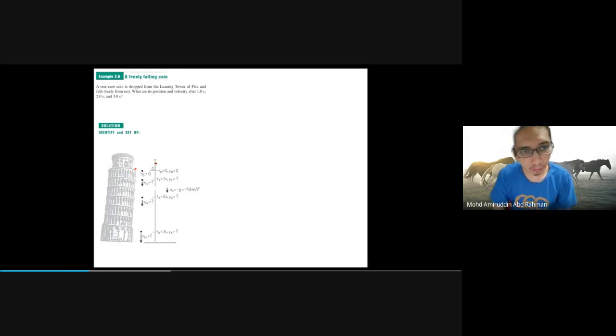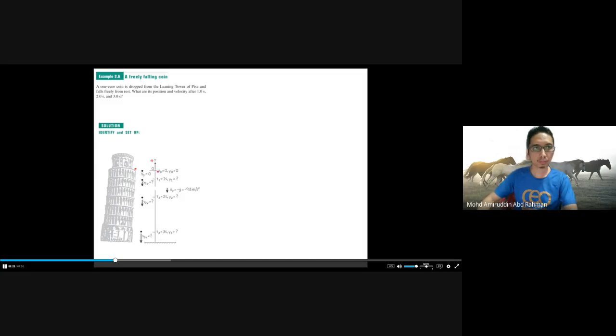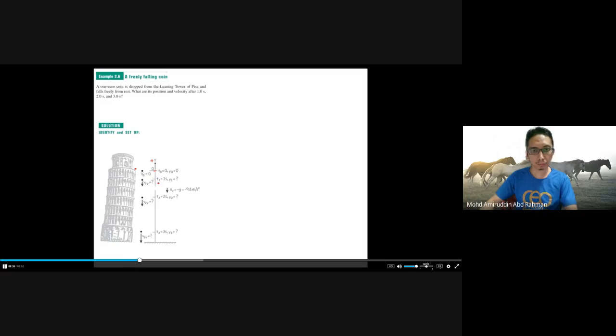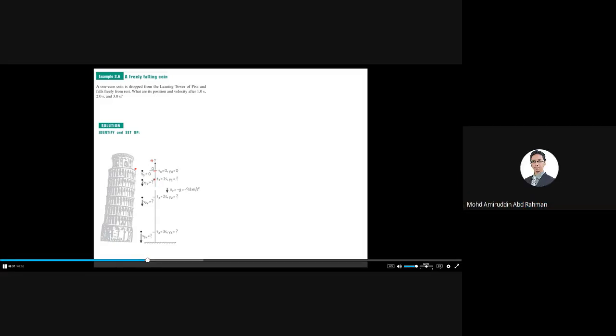I'm going to take the positive y-axis as up, as one usually does, and we're going to choose the initial position of the coin at y equals 0. So here's the origin on this axis. Our task is to calculate the position at t equals 1 second, 2 seconds, 3 seconds, and the corresponding velocities.